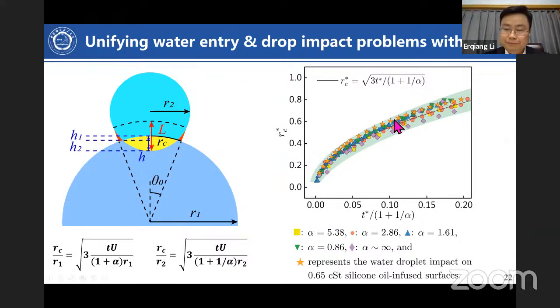And beware that this data is not only for drop impact on a dry solid surface. We also use slip oil to cover the sphere, so we do drop impact on a slip sphere. We also do drop impact on the plane surface with or without oil. So actually there are many sets of experiments, and they show the same changes at the early stage. So I would like to say that by introducing a very simple configuration parameter, which is a curvature ratio, we can unify the early lamella evolution for these two problems together. We think they are the same.